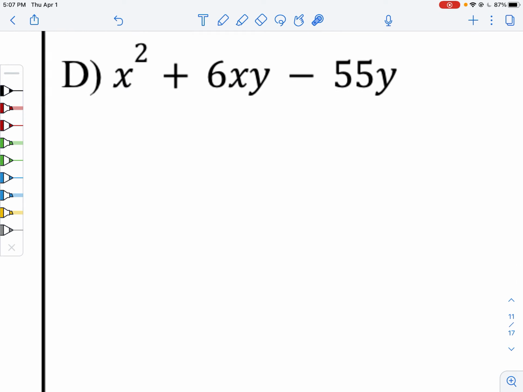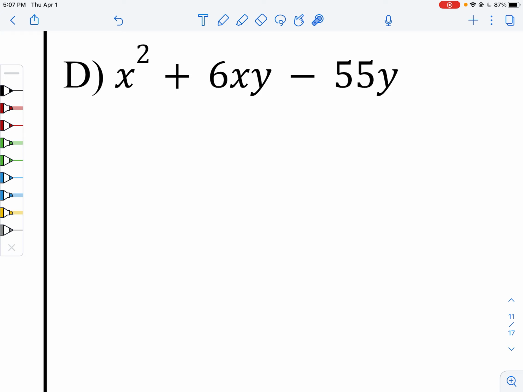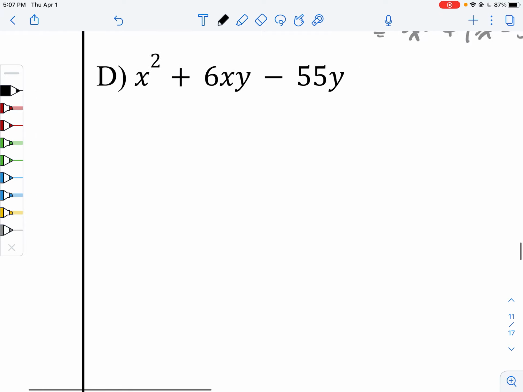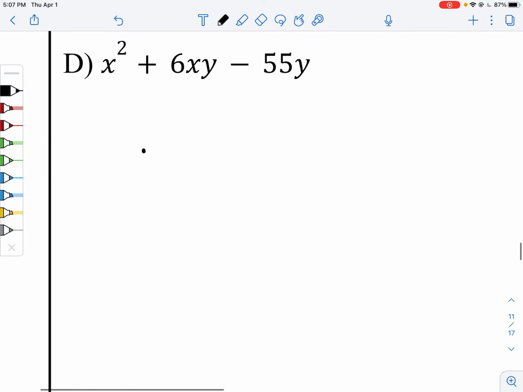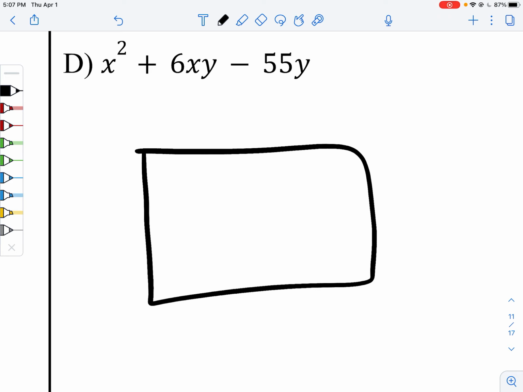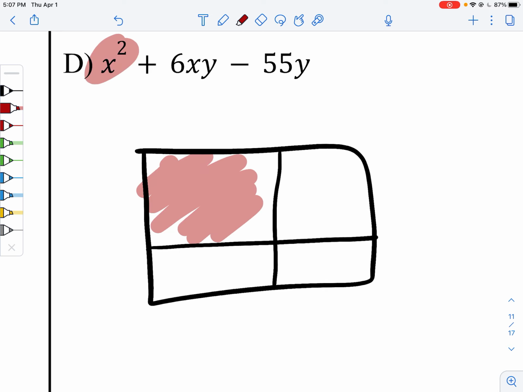Okay, we've got one more. What happens when we have two variables? It's not just numbers anymore. We need to split up these variables. Well, that's okay. I'm going to use the box method to show you why it works, but you can use really any method you want. Here we know that our first corner needs to multiply to our first term, and our opposite corner needs to multiply to our last term, negative 55y.